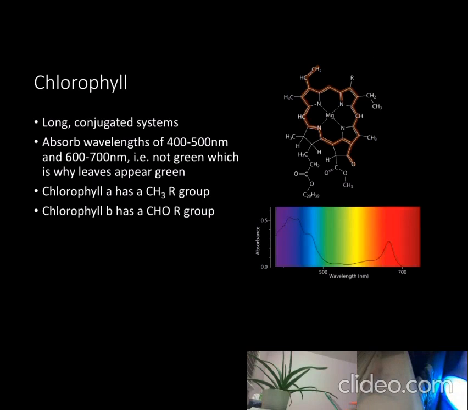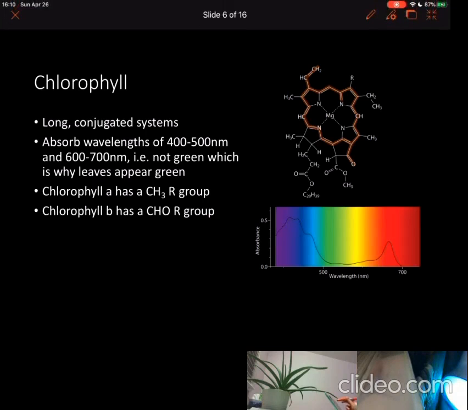Here's the actual chlorophyll, which is the main bit that IB wants you to know, I believe. Chlorophyll A has a methyl group right here, while chlorophyll B has a CHO group. And this is the part where they don't absorb light, and so they look green.